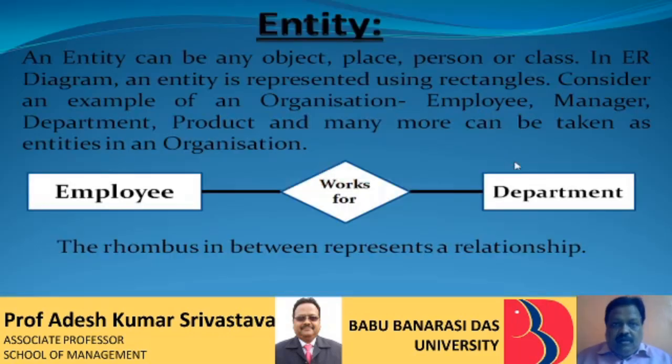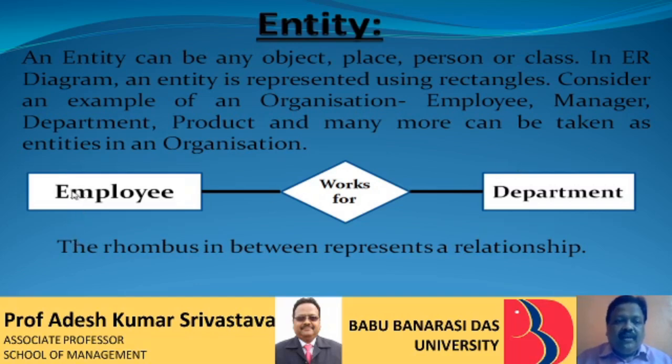Now, what is an entity? An entity can be any object, place, person, or class. In ER diagram, an entity is represented using rectangles. Consider an example of an organization: employee, manager, department, product, and many more can be taken as entities in an organization. Here, it's a simple ER diagram, which represents the relationship between employee and a department.